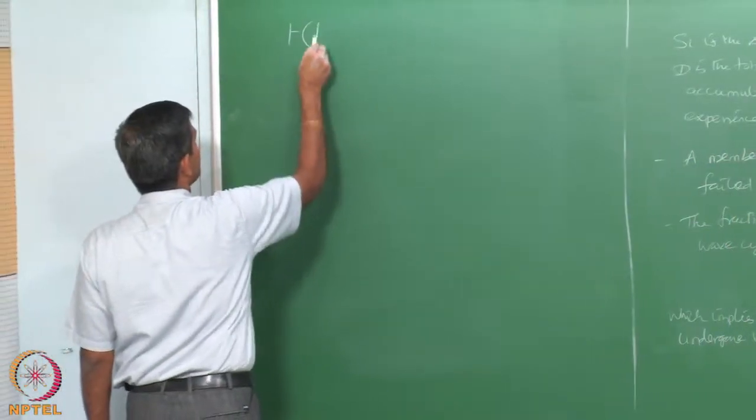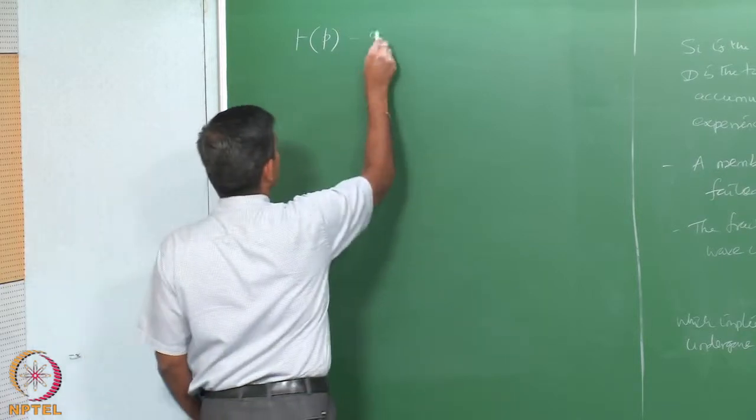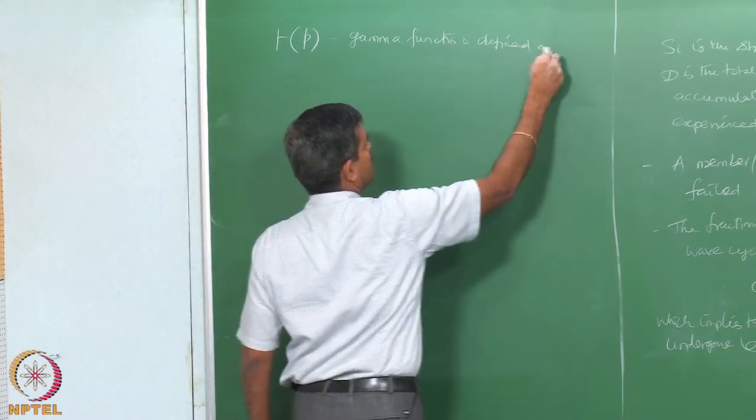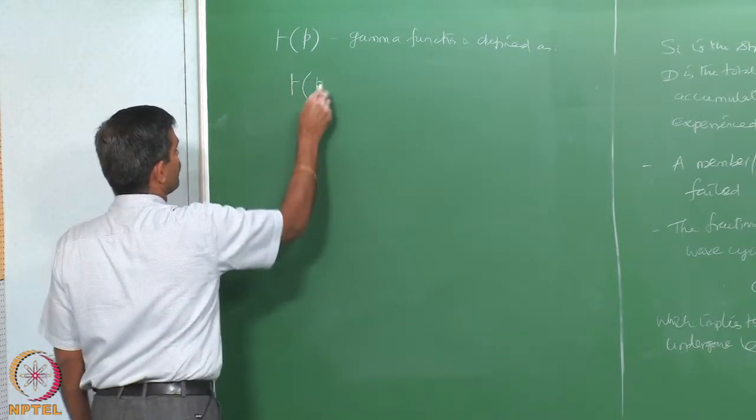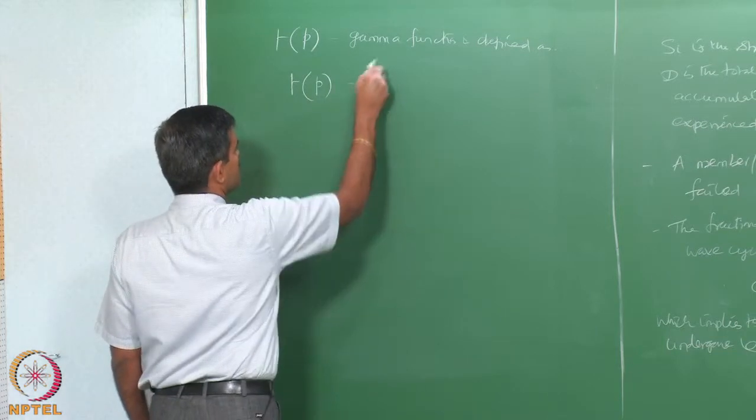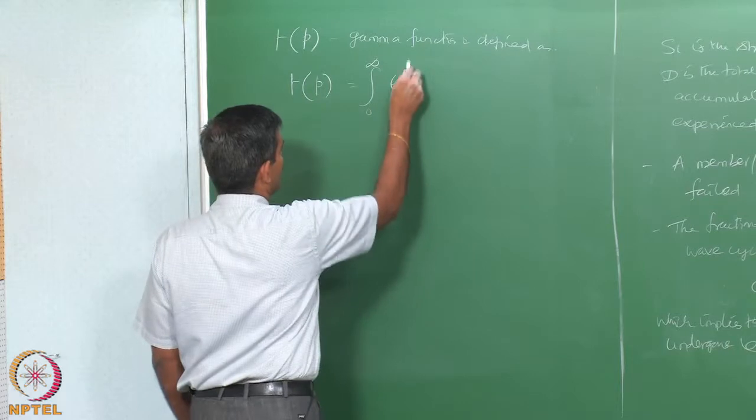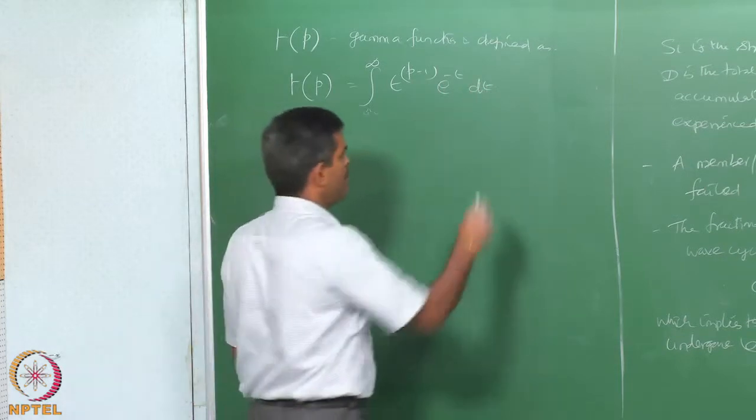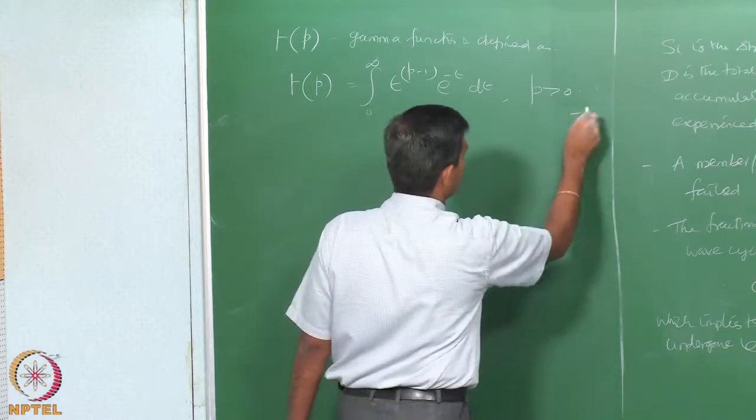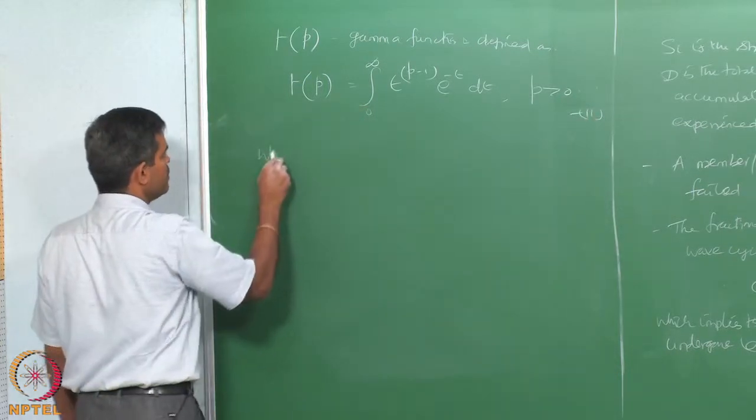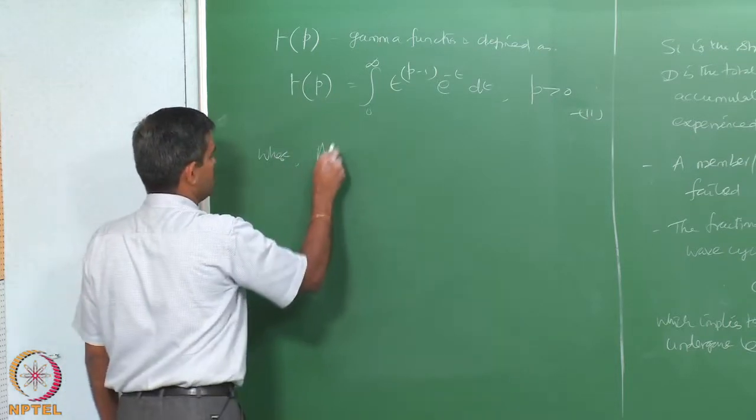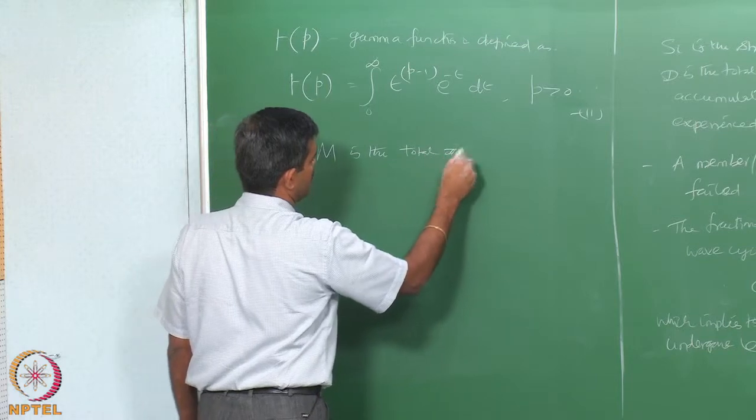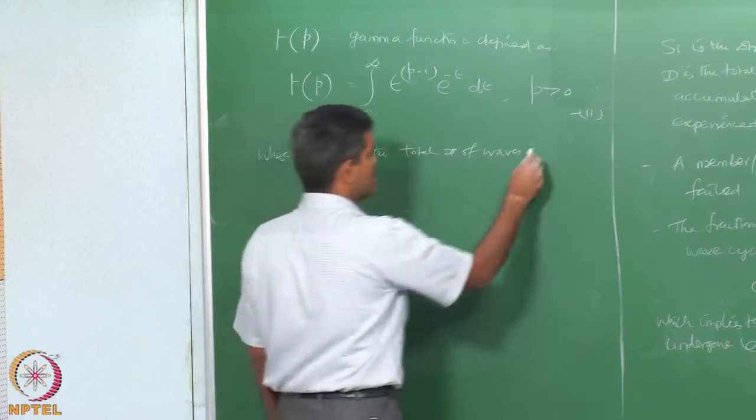Let us say the gamma function of any variable p is defined as gamma of p is the integral from 0 to infinity of t to the power of p minus 1, e to the power of minus t dt, for p greater than 0, equation number 11, where in equation 10, m is the total number of waves in the sea state under consideration.